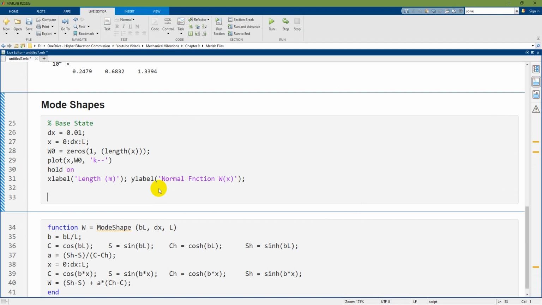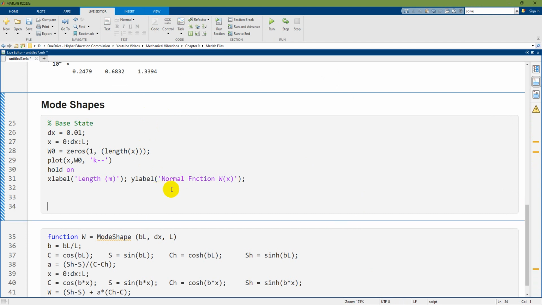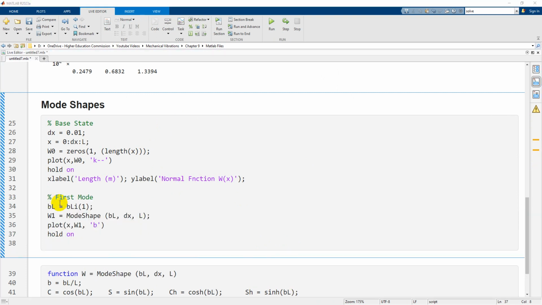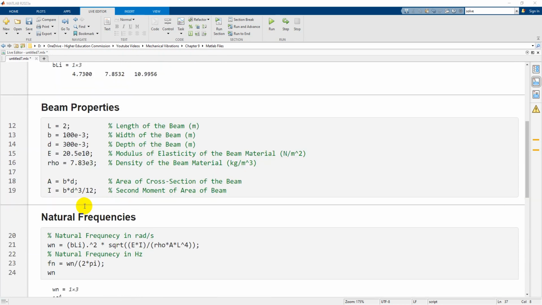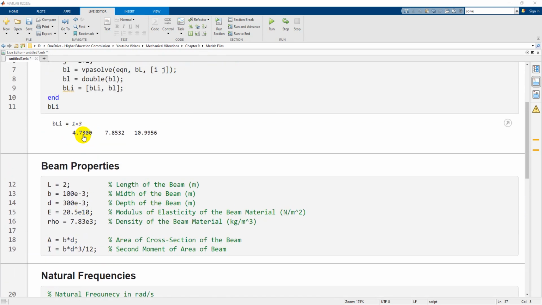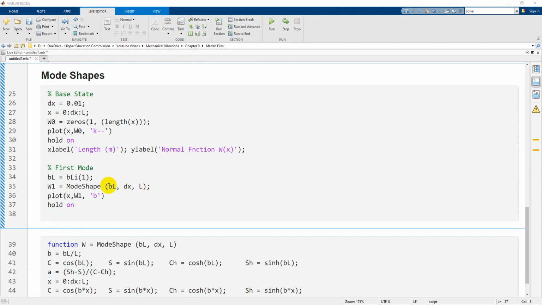So next I'm going to get the script for the first mode. So that is the first mode. For the first mode, I am going to use the first value of BL. The first value of BL is 4.73, and then I'm giving it that mode shape function, with output as W1. So BL is the first root of that frequency equation. DX is defined as 0.01, and L is already defined as 2. So that is for the first mode, and I'm going to repeat it for the second and third modes.